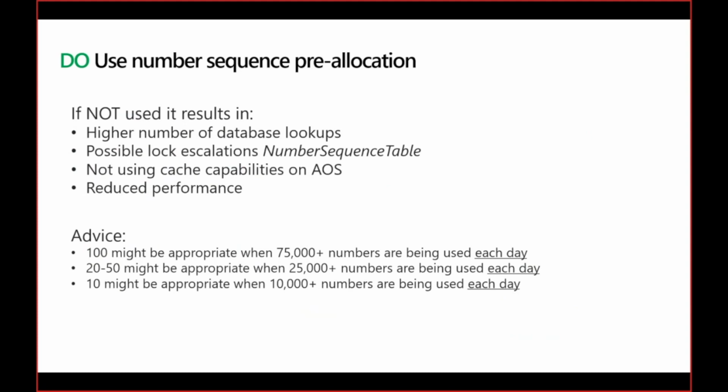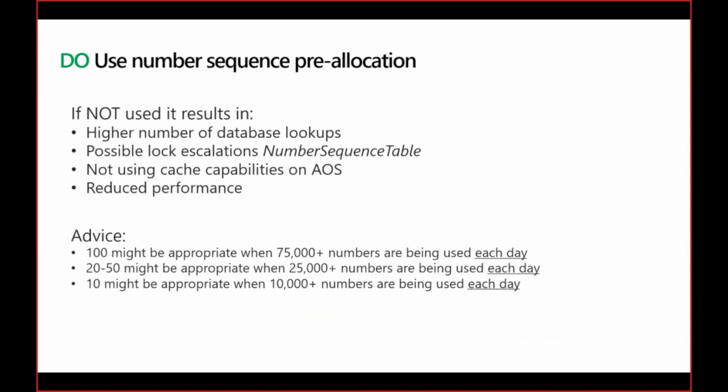Of course, pre-allocation can only be used for the non-continuous number sequences. So also as a first exercise, probably it's to differentiate between which number sequences really need to be continuous from a business perspective. And for the other ones, they should be non-continuous, and then you could use the pre-allocation option.